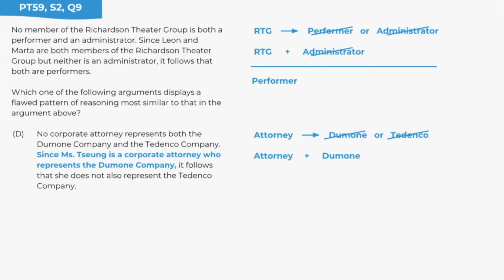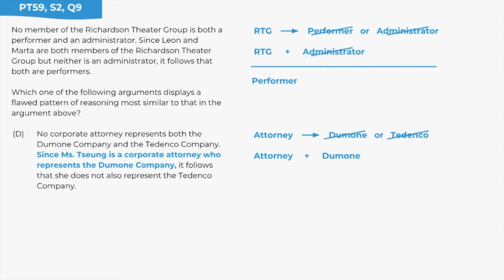This is already a little bit different. It does meet the trigger of the if-then rule, but it doesn't meet one of the outcomes. It doesn't meet one of the necessary conditions, right? They tell us that in the stimulus, they tell us that these people are not administrators, right? Which matches the outcomes in the stimulus. But now in answer choice D, Ms. Tsung does represent the Dumont company, right? That's the opposite of one of those two outcomes in the trigger.